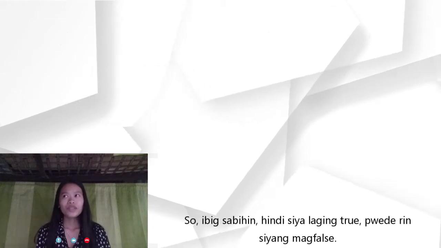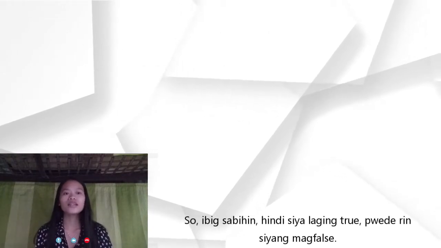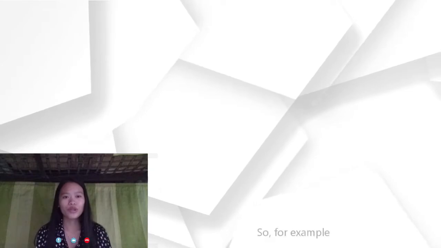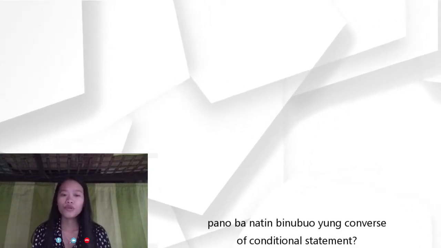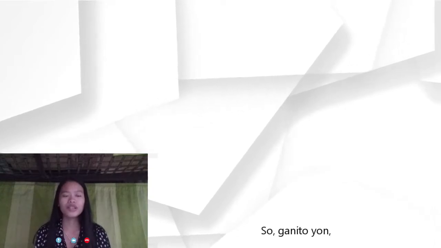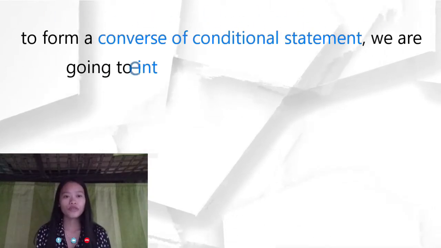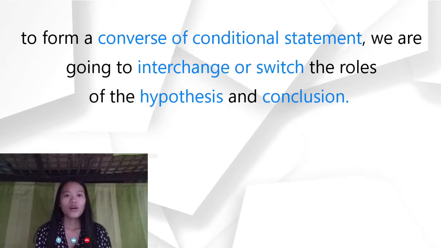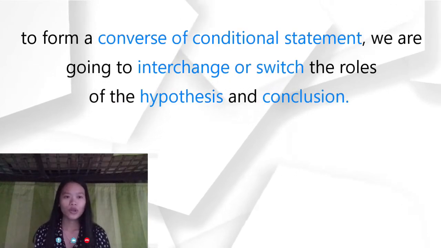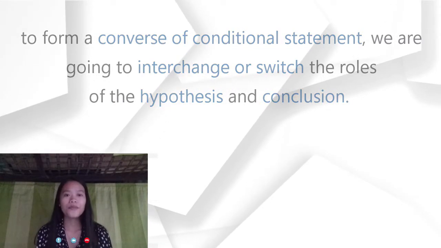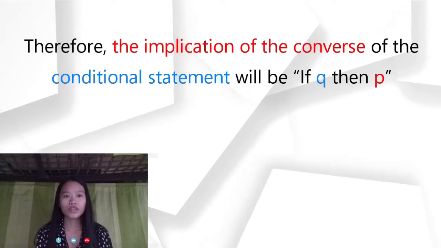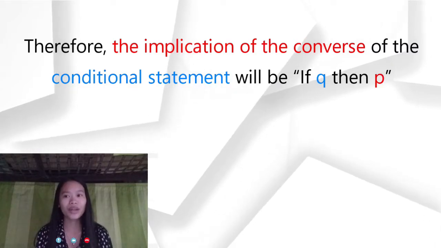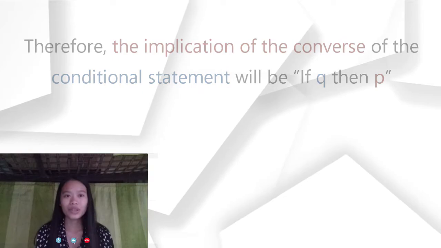So, ibig sabihin, hindi siya laging nag-true. Pwede rin siyang mag-false. So, paano ba natin ginagawa yung converse of conditional statement? So, ganito yun. To form a converse of the conditional statement, we are going to interchange or switch the roles of the hypothesis and the conclusion. So, therefore, the implication of the converse of the conditional statement will be if Q, then P.